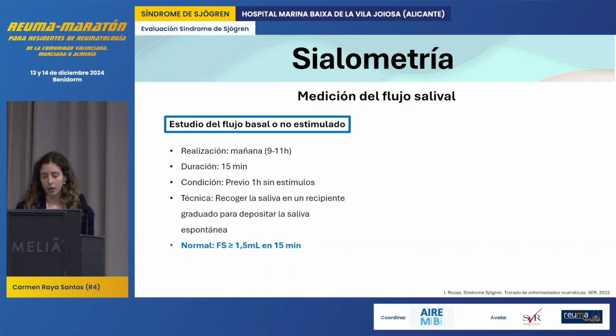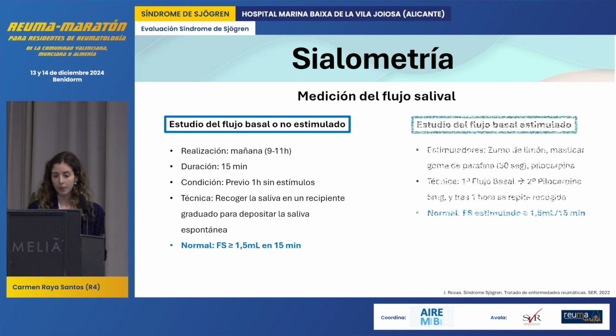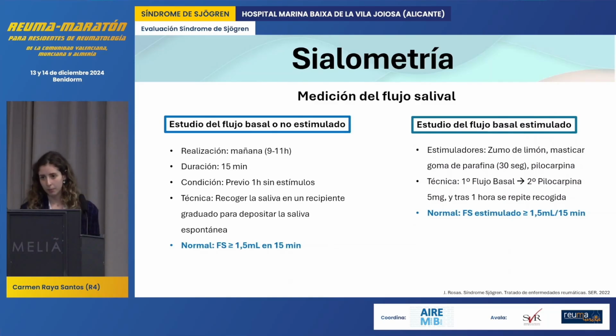There must be no stimuli, that is no chewing gum, no smoking, and the patient must be fasting, both from food and water, okay? And this technique is easy to perform. The patient spontaneously deposits saliva into a graduated container, and it is considered normal when it exceeds 1.5 milliliters in 15 minutes. And then we have the stimulated basal flow.